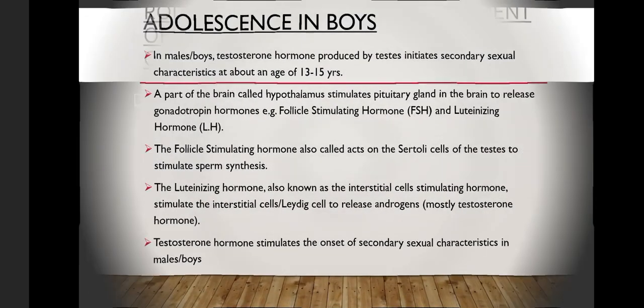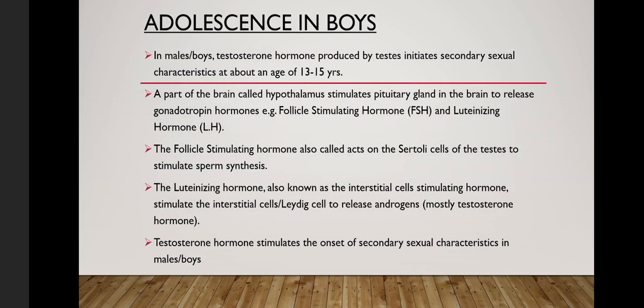Now, I want us to look at how adolescence normally occurs in boys. I want you to note that in boys, the adolescent stage will begin at an age of between 13 and 15 years, and in the brain, we normally have a part that we call hypothalamus. Below the hypothalamus, we have a gland that we call pituitary gland, and these two are very important as far as the development of secondary sexual characteristics are concerned.